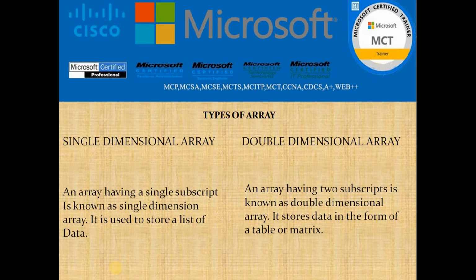So in order to overcome this, to have data in the form of a matrix, we are going to use the double dimensional array. A double dimensional array simply has two subscripts. That means an array having two subscripts is simply known as a double dimensional array. So it stores data in the form of a table or matrix. Whereas a single dimensional array is not able to store data in the form of a table or matrix. It can store data either vertically or horizontally. Now it depends upon your need which type of array you are supposed to use when you program.